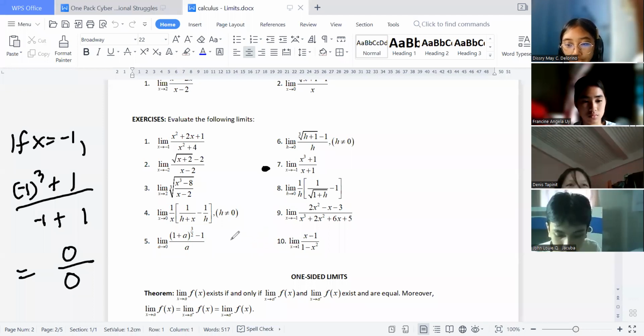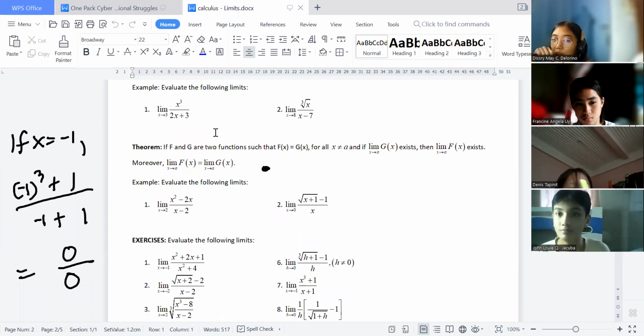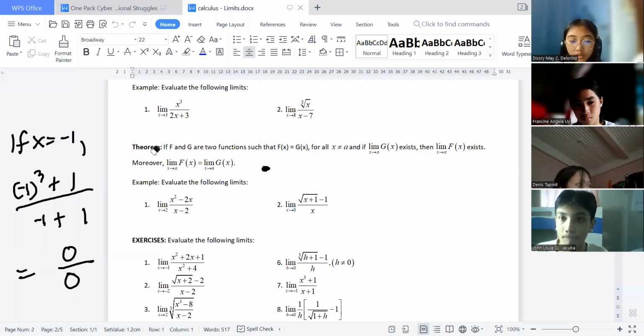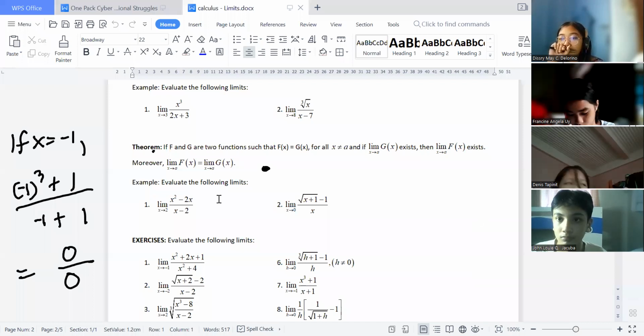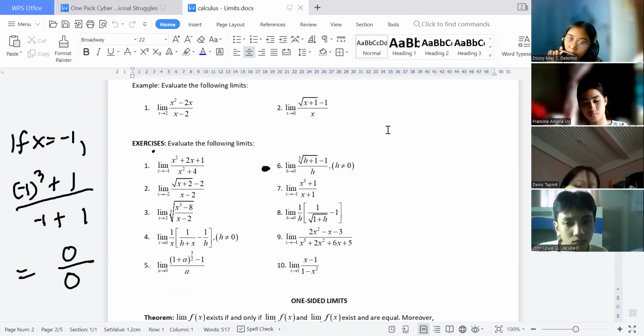So in this case, class, whenever the result of substituting the fixed point into your function is 0 over 0, this theorem will be used. But if the result is a nonzero constant over 0, then probably you will be using infinite limits. Okay? We will discuss that in the next meeting. As of now, we do not consider it. Just remember, if it is 0 over 0, this theorem is probably what you will use. So it means you look for an equivalent function that, when you evaluate it at the fixed point, is no longer undefined.